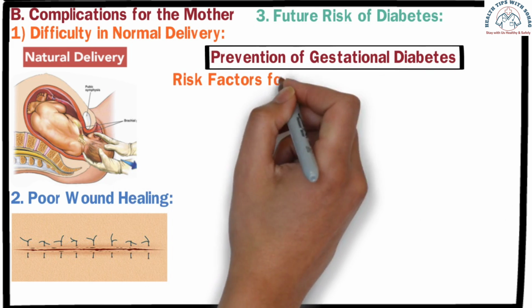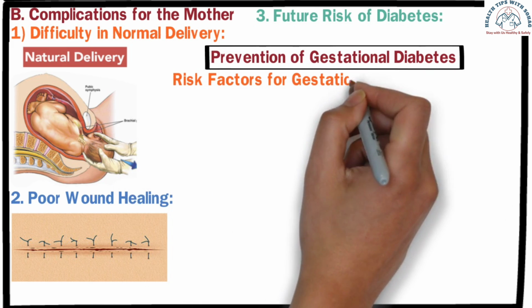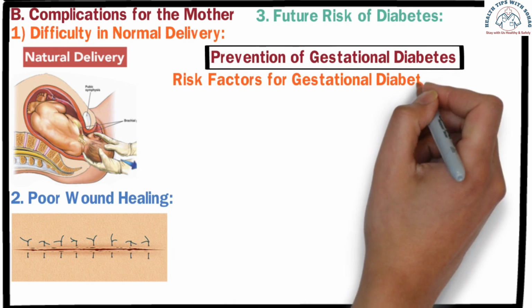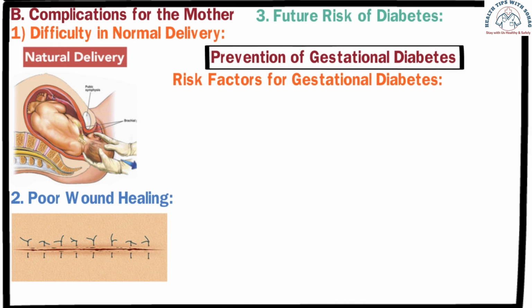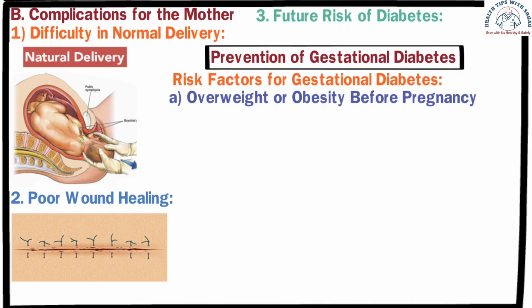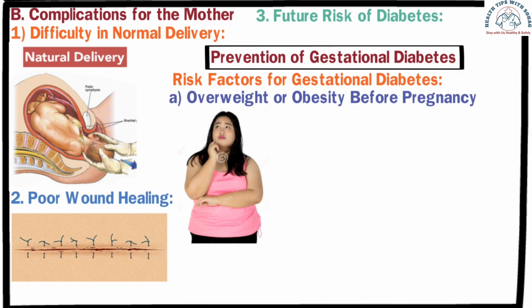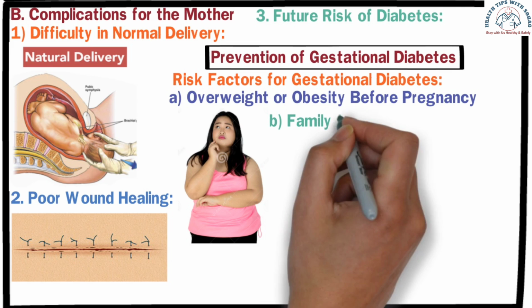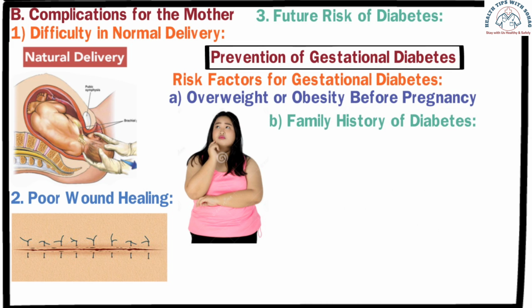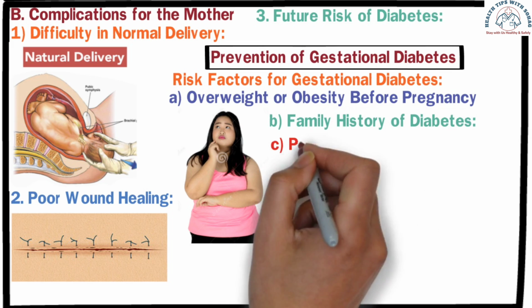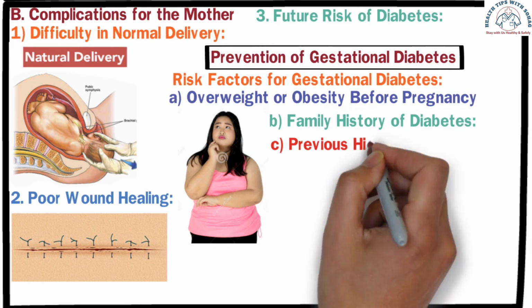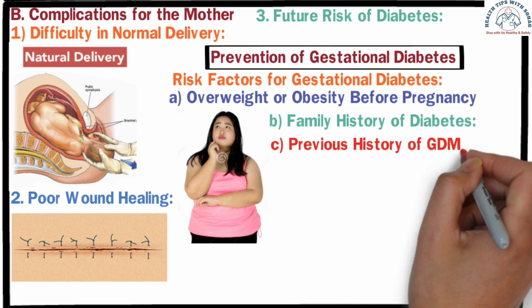Risk factors for gestational diabetes. Women are more likely to develop GDM if they have any of the following risk factors. A. Overweight or obesity before pregnancy. Women who are overweight before conception have a higher risk of developing GDM. B. Family history of diabetes. If a close family member, parent or sibling, has diabetes, the risk of GDM increases.